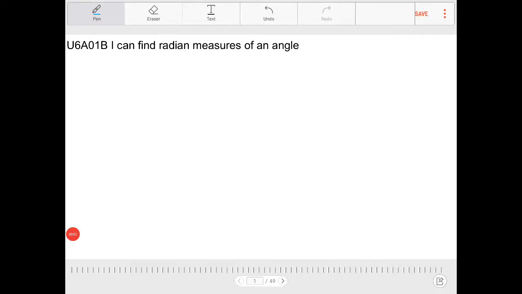Hello students, this is lesson U6A01b. By the end of the lesson, you should be able to say, I can find radian measures of an angle.